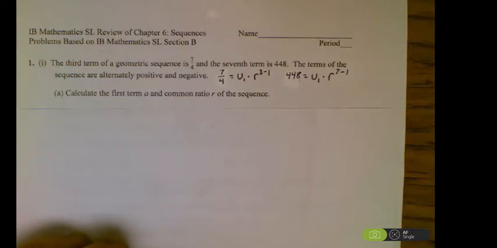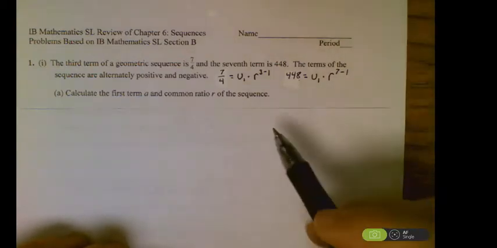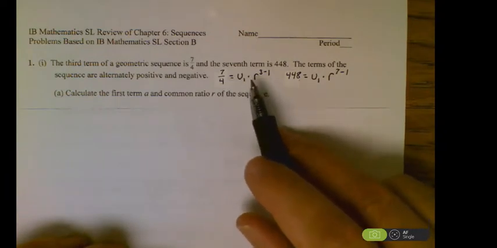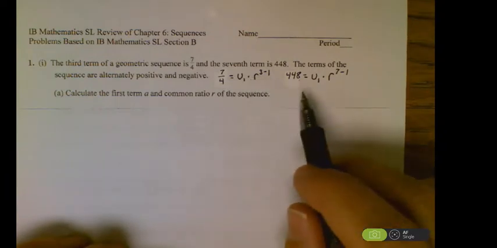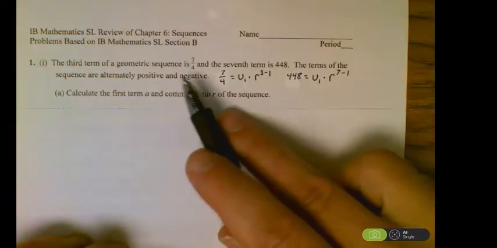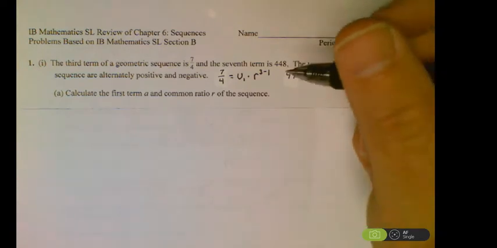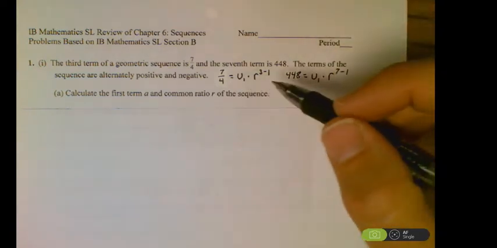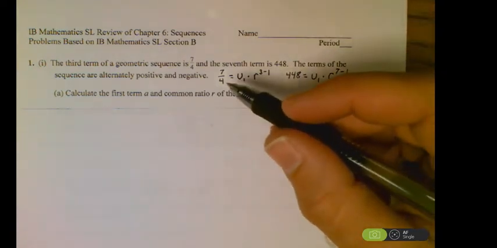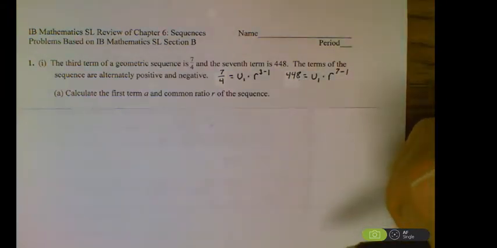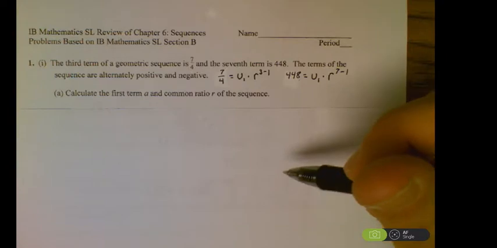Alright, moving on to section B of chapter 6, doing problems 1 and 3. So first one gives us a third term and a seventh term of this geometric sequence. So I use the geometric U of n formula to get the setups for that. So we have the third term is 7/4, we have the seventh term is 4/48, and then we are to figure out the first term and the common ratio.